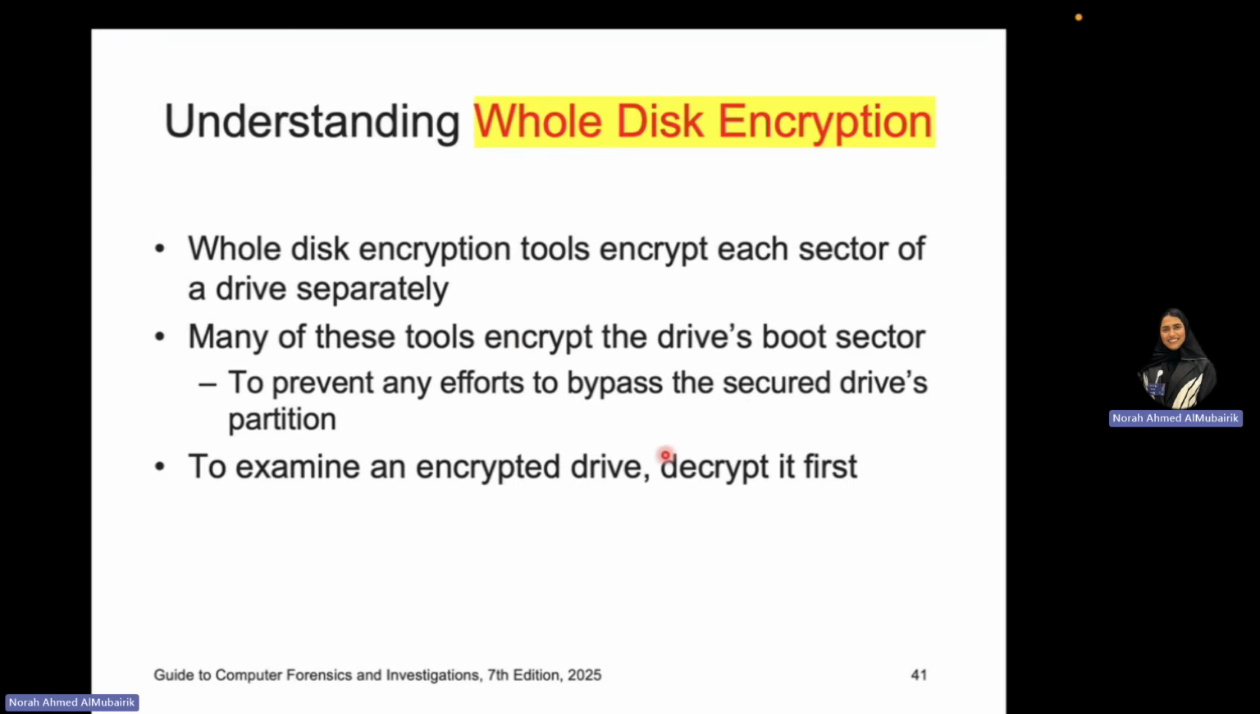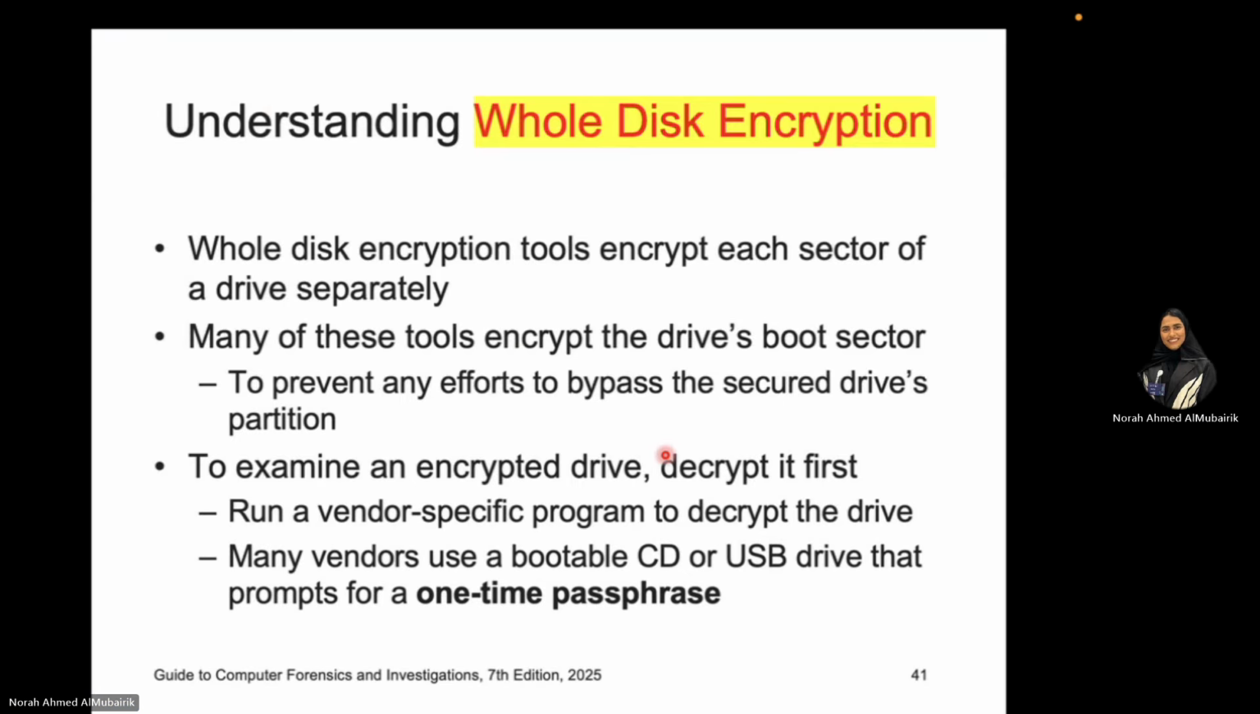To examine any encrypted drive, we need to decrypt it first. If we can't see the plain text, this means that the encryption went normally. So we can have some vendor-specific programs such as BitLocker, and sometimes we can use third party tools to decrypt or encrypt the data.